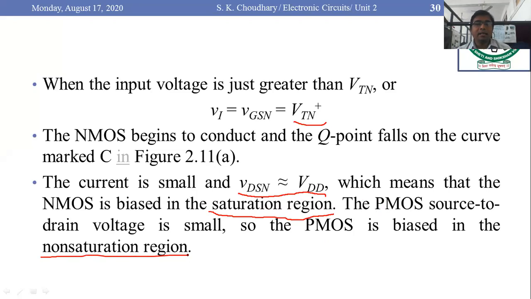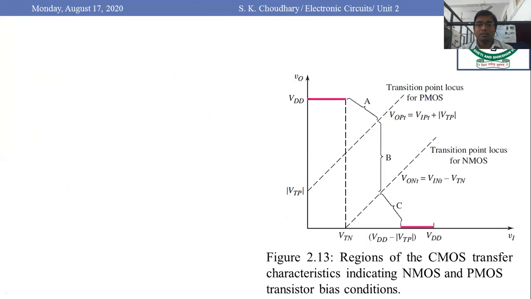So you see the new condition: when Vi is a little bit greater than the threshold voltage, your NMOS starts to conduct, your Q point falls on the curve, and because of that a very small but finite current starts to flow across the NMOS. Because of that, the voltage across the drain to source terminals drops, and your NMOS is biased in the saturation region. At the same moment, your PMOS is biased in the non-saturation region.